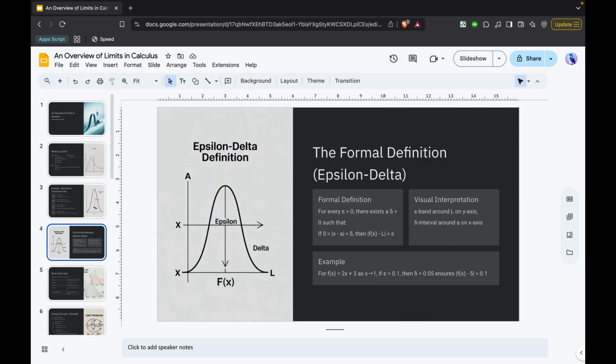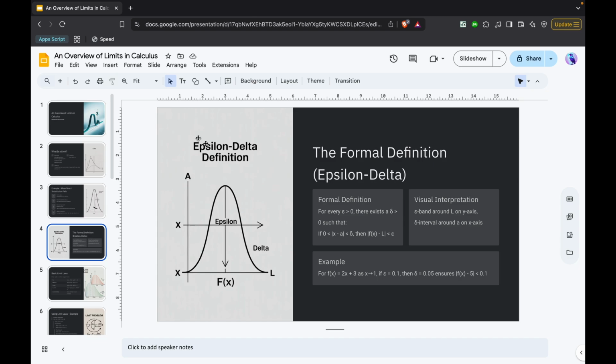There is something called the formal definition of a limit, and this will be covered later in the series as well, probably towards the end, as this is quite complicated. It is also pretty foundational for derivatives.